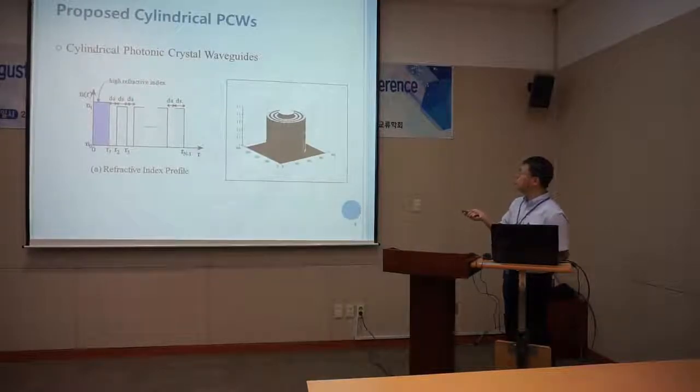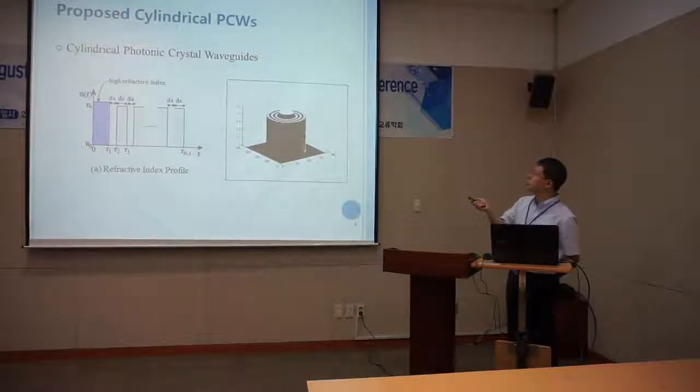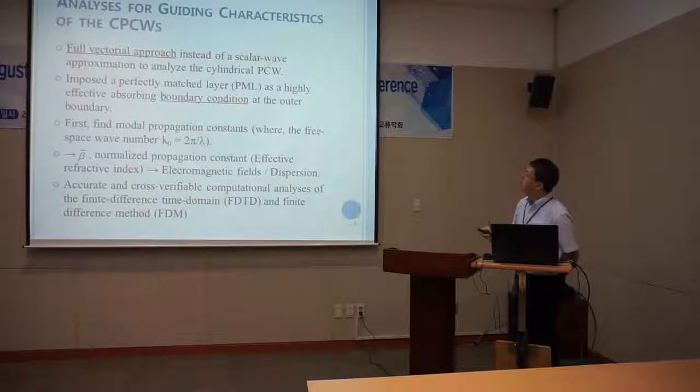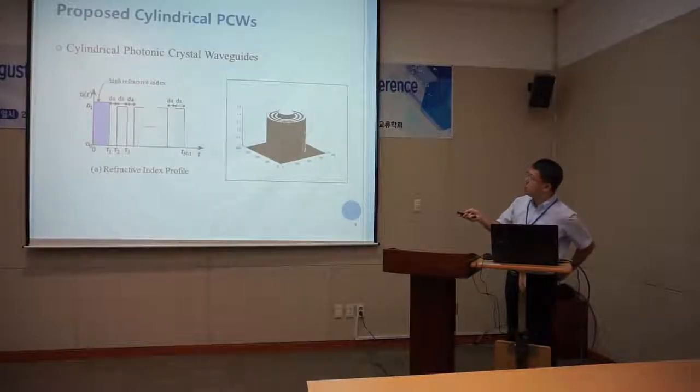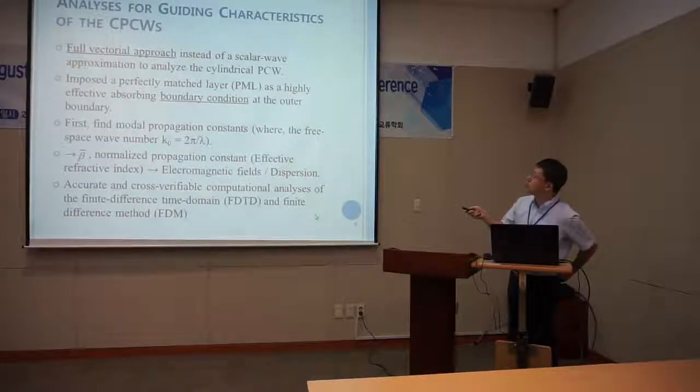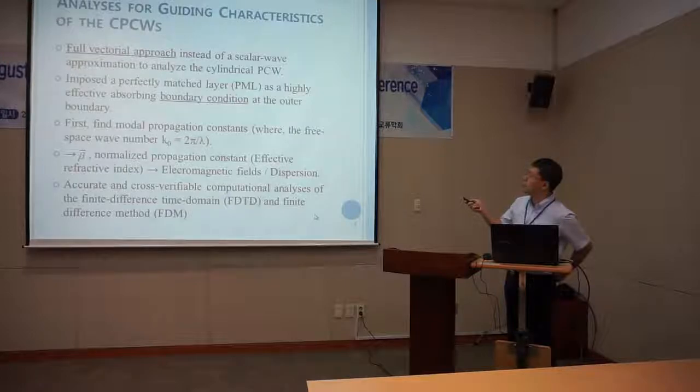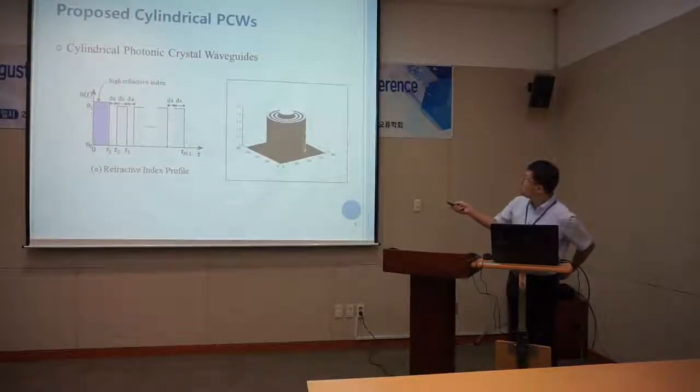And the right figure shows you some three-dimensional figure for the proposed cylindrical photonic crystal waveguides. The analysis for the guiding characteristics of the proposed CPCW is very difficult because there are so many big changes in refractive index. Therefore, we need to use full vectorial approach instead of a scalar wave approximation to analyze the cylindrical photonic crystal waveguide. I have imposed a perfectly matched layer as a highly effective absorbing boundary condition at the outer boundaries, like this area. I'm going to impose PML.